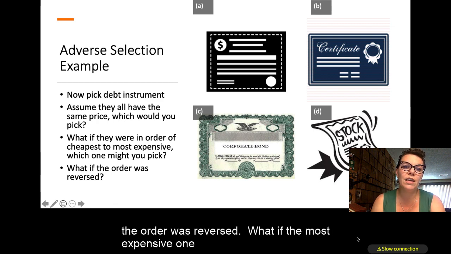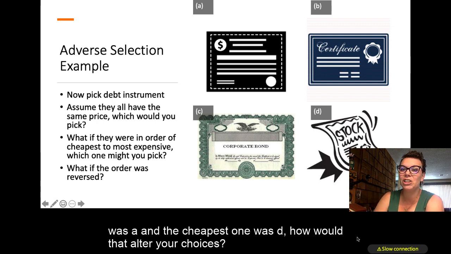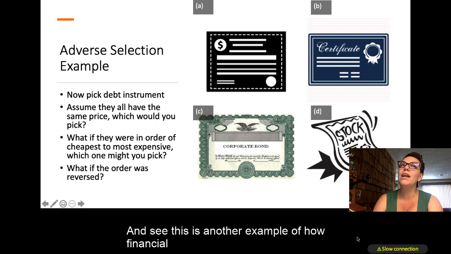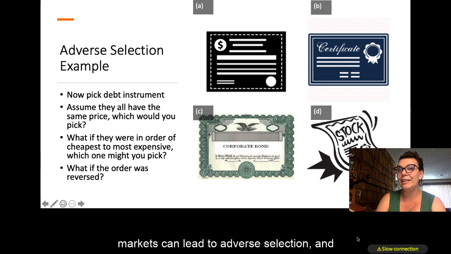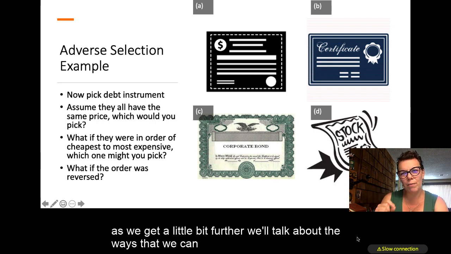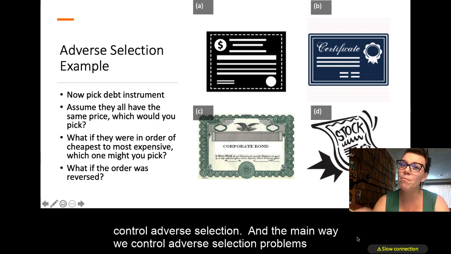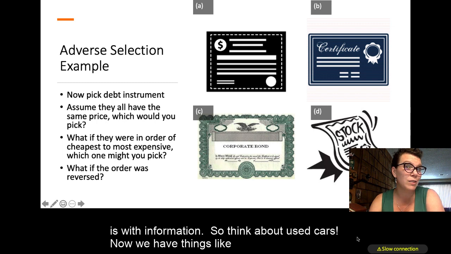What if the order was reversed? What if the most expensive one was A and the cheapest one was D? How would that alter your choices? This is another example of how financial markets can lead to adverse selection. As we get a little further, we'll talk about the ways that we can control adverse selection. The main way we control adverse selection problems is with information.